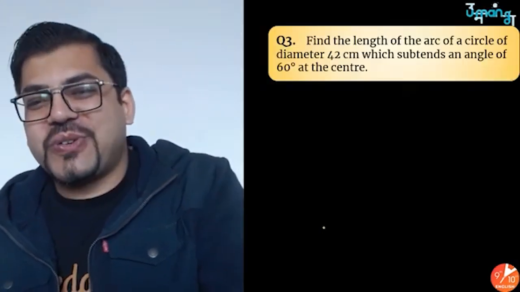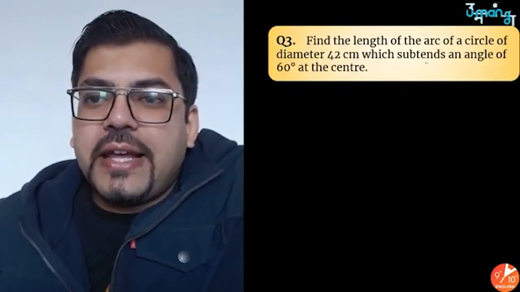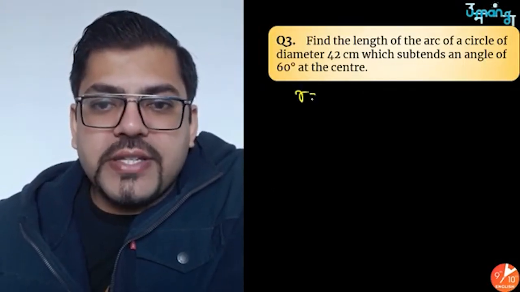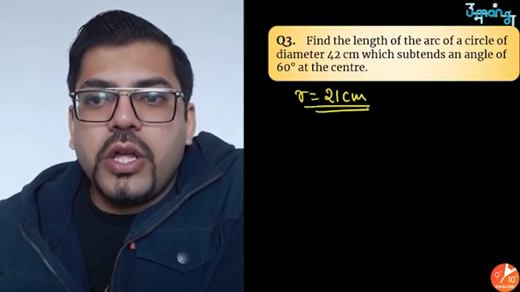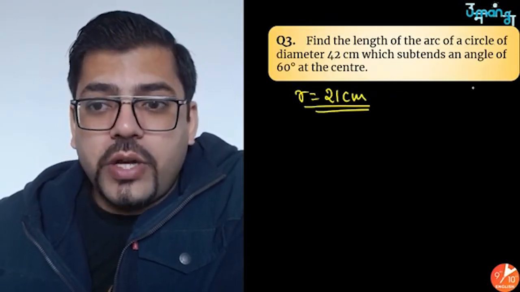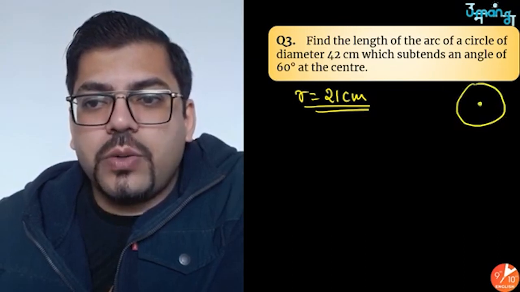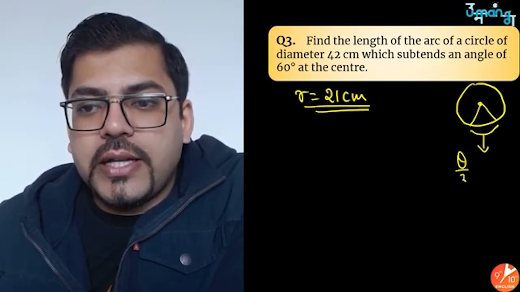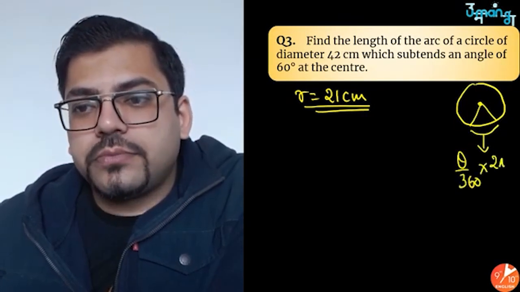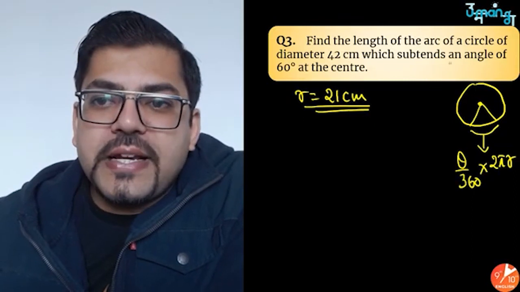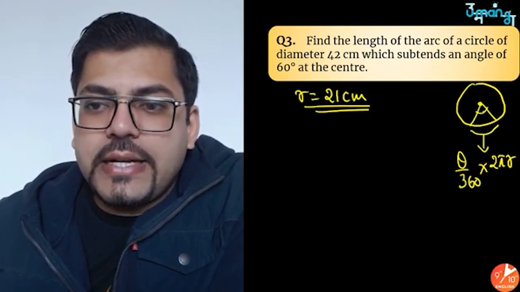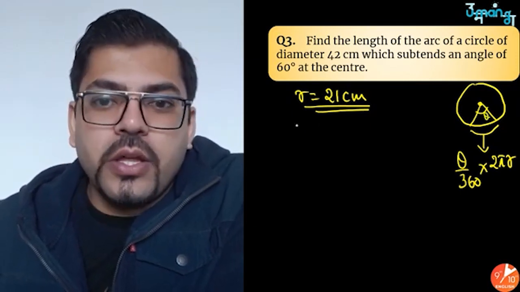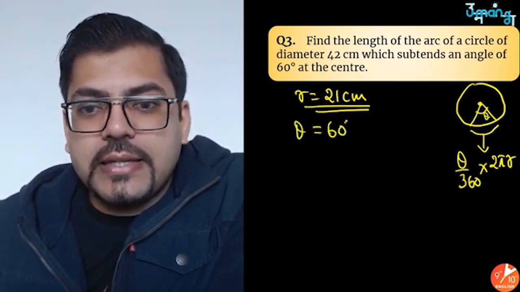Okay, people, next question. The next question says, find the length of the arc of a circle of diameter 42 centimeter. So diameter 42 means radius is going to be 21 centimeter. So length of arc. Now, I hope you remember that length of arc. I have just now given the formula for that. This is the length of arc. And for this, we got the formula theta by 360 into 2 pi r. Correct? Which sustained an angle of 60 degree at the center. So angle at the center is 60 degree. So theta is 60 degree at the center.